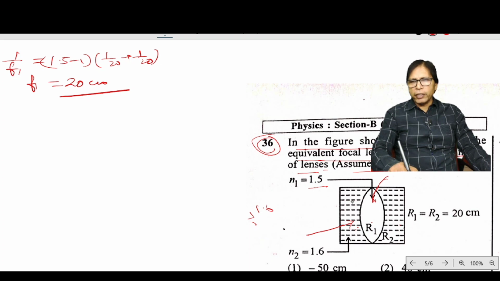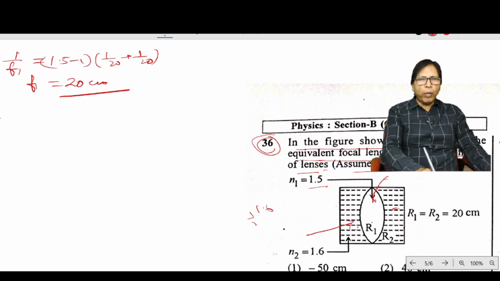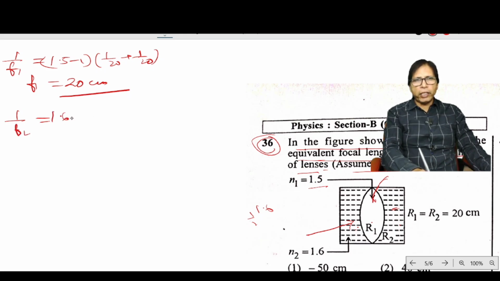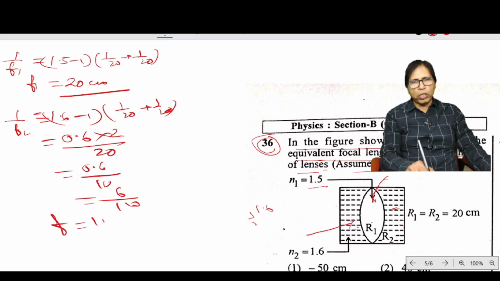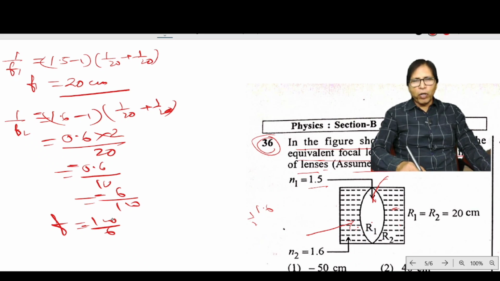Now look at this. We have to calculate the focal length of this concave section and this concave section. Now the focal length of these two sections: 1 by f2 is 1.6 minus 1 into 1 by 20 plus 1 by 20 with negative sign. So this is 0.6 by 2 by 20, so 0.6 by 10, so this is 6 by 100. Therefore, f2 equals 100 by 6 with negative sign. Okay, no problem. Therefore, the focal length of this lens is minus 100 by 6, and the focal length of the convex lens is 20.